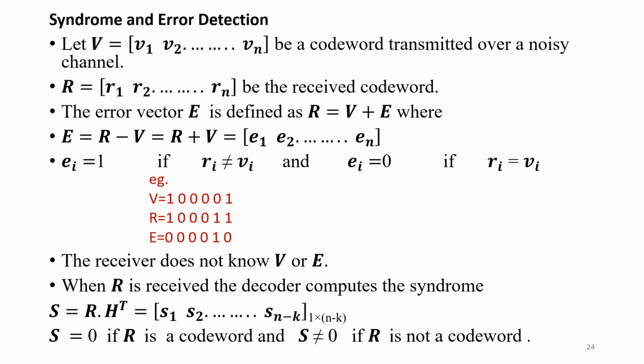The receiver does not know V or E. When R is received, the decoder computes the syndrome S equal to R dot H transpose, which is equal to S1, S2 up to S(n minus k). S equals 0 if R is a code word and S is not equal to 0 if R is not a code word.